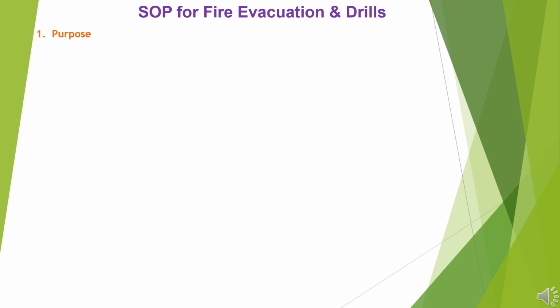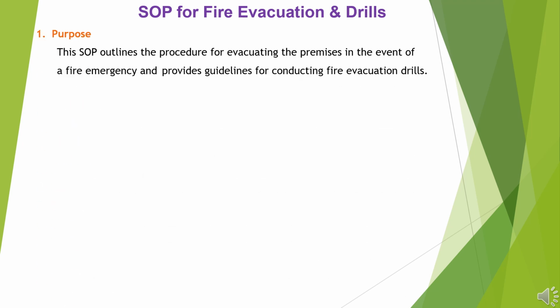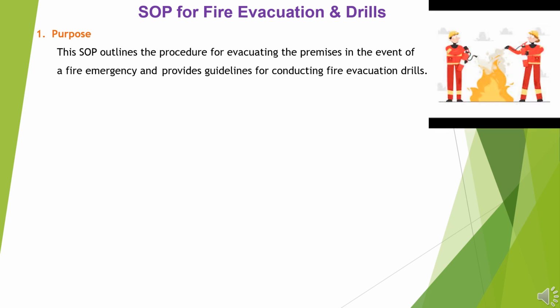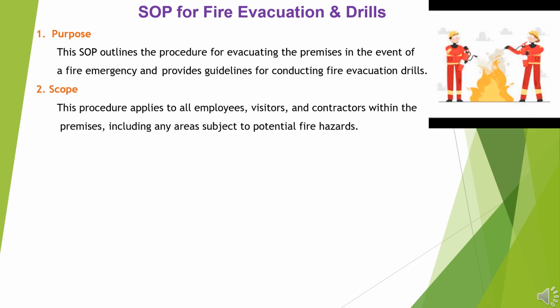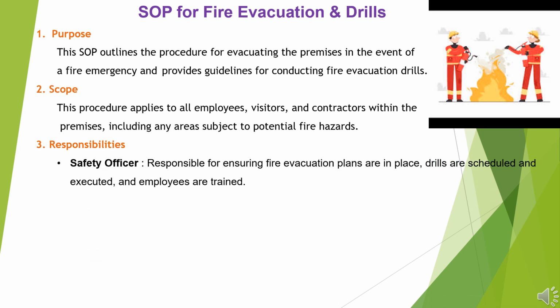1. Purpose. This SOP outlines the procedure for evacuating the premises in the event of a fire emergency and provides guidelines for conducting fire evacuation drills. 2. Scope. This procedure applies to all employees, visitors, and contractors within the premises, including any areas subject to potential fire hazards.